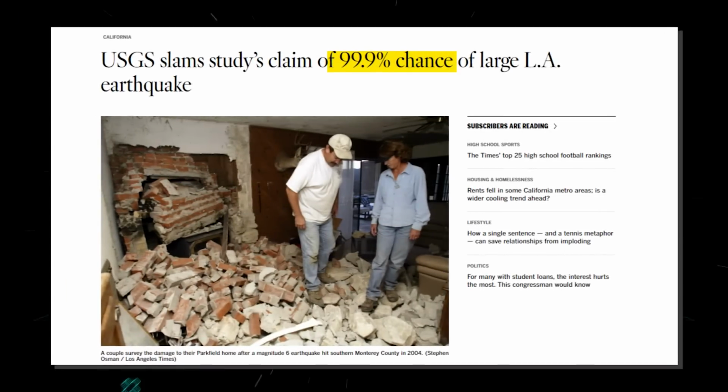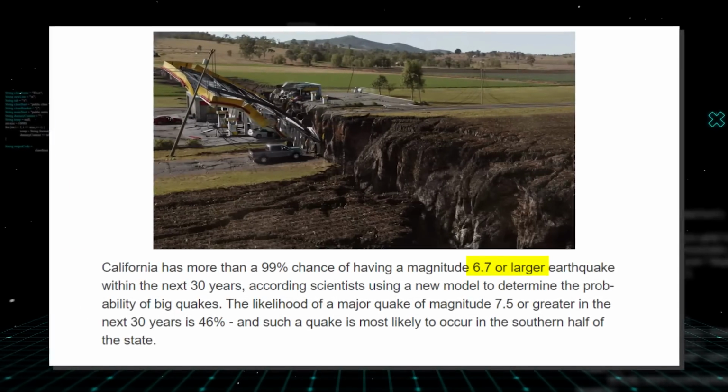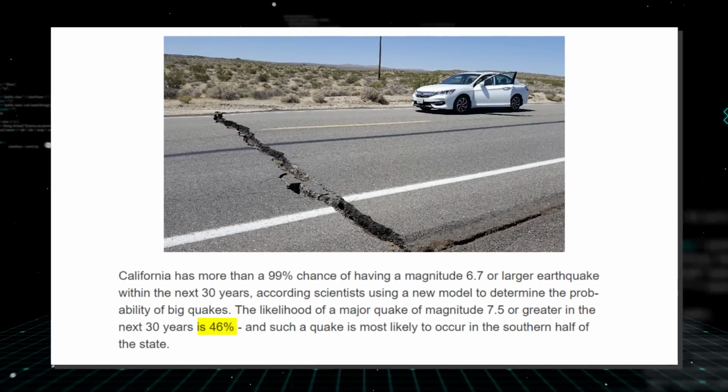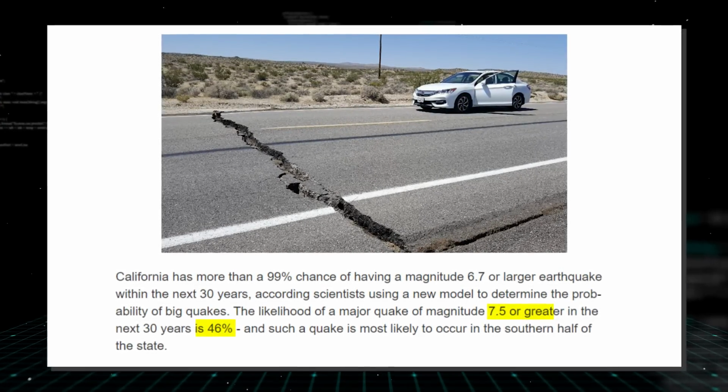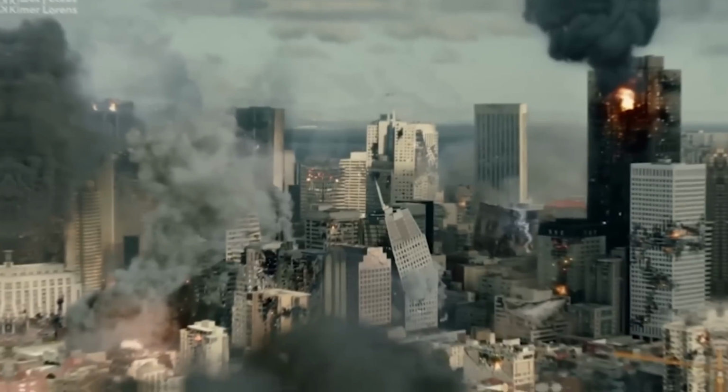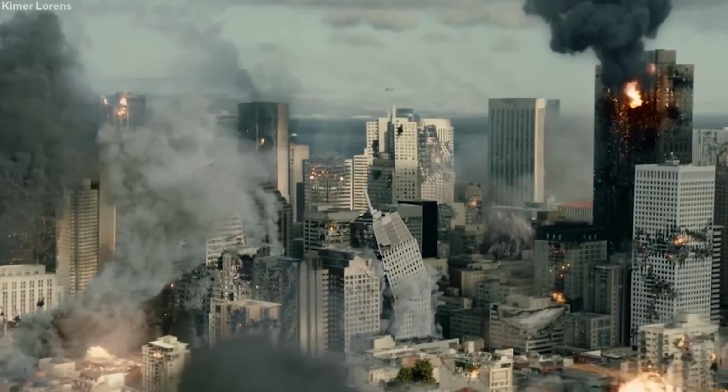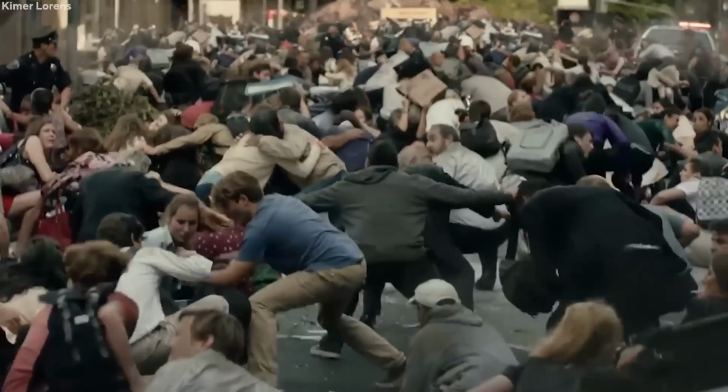In the upcoming 3 decades, there's a 99% chance of an earthquake of a magnitude 6.7 or greater hitting California. And there's a 46% chance that this earthquake will be of 7.5 magnitude or more. The recent predictions limit the magnitude of this imminent earthquake to 8. Devastation in any case will be a given.